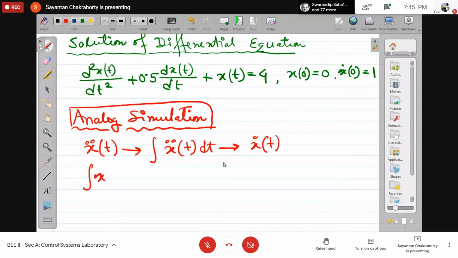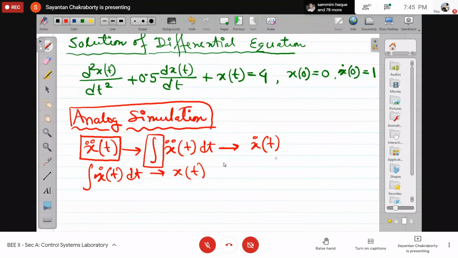Then you integrate x dot t again, so you will get xt. So effectively, your first objective will be to obtain a value of x double dot t and feed this value to an integrator. The output will be x dot t, and feed that value to another integrator. So at the end of the second integrator, you'll get the value xt. If I draw the block diagram, it will be something like this.